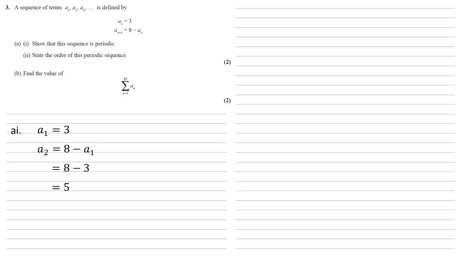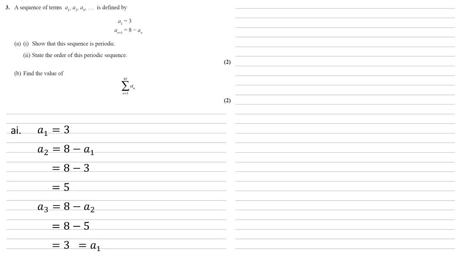We can now put this back into the formula to work out A3. So A3 is equal to 8 minus A2. So that's 8 minus 5, which is equal to 3, which is the same as A1. So as the sequence has now repeated itself, everything from now on is just going to be repeating as well. Our sequence must be 3, 5, 3, 5, 3, 5, and so on.